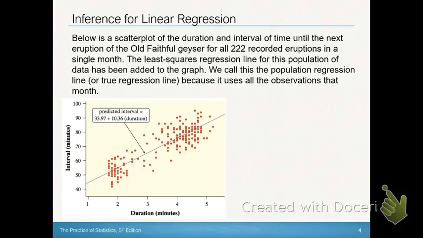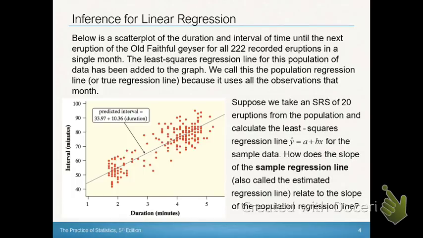Here we have all 222 eruptions during a month at Old Faithful, and we're plotting the length of the eruption versus the amount of time in between eruptions. And because we're looking at all of the eruptions within a month, we're going to call this our population regression line, or our true regression line. And then we're going to take some simple random samples of these 222 eruptions and compare what our lines would look like.